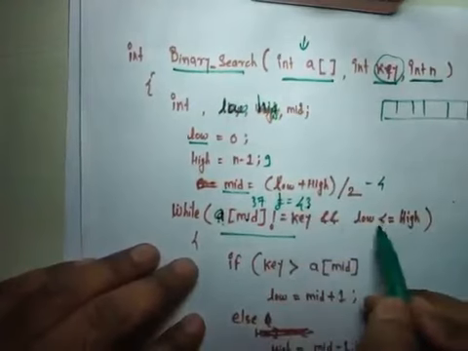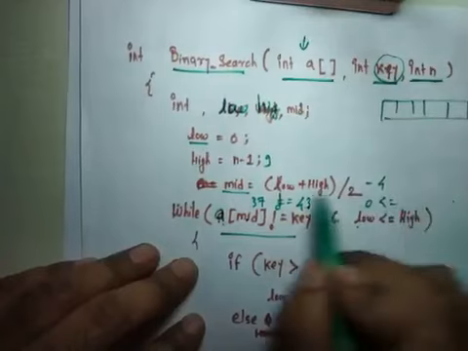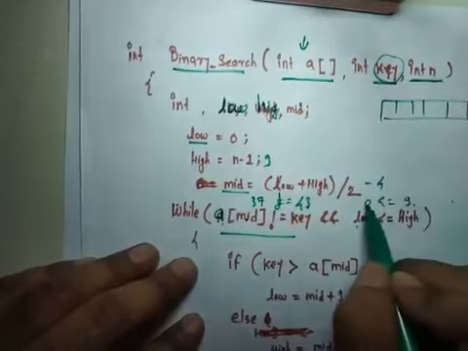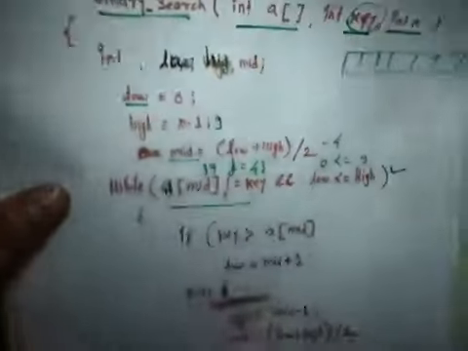Yes, the condition is satisfied. And low value, what is the low value? 0 is less than or equal to high. So what is the high value? 9. 0 is less than or equal to 9. Condition satisfied. It will jump to the if part.